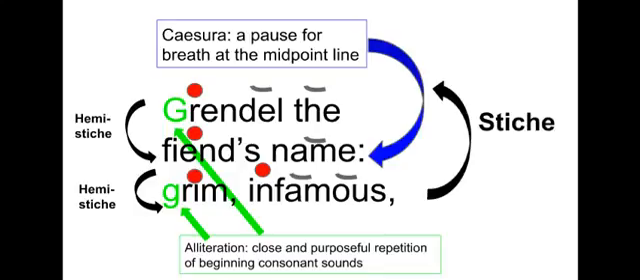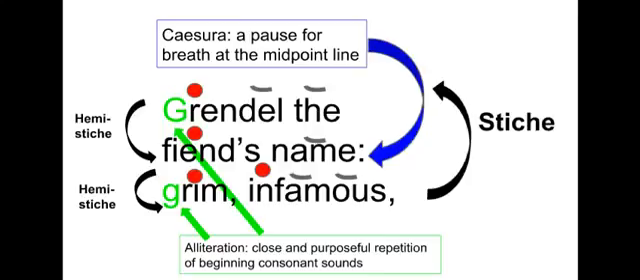So the first term is called a stich, and then a half line is the hemistich. You can see that a stich is "Grendel, the fiend's name, grim, infamous," and a hemistich would be "Grendel, the fiend's name" as one half, and "grim, infamous" would be the other half. So each half line has 2 stressed syllables and a varying number of unstressed syllables. You can see that we've marked that out here.